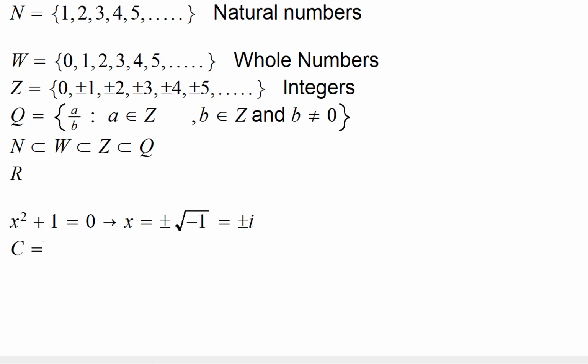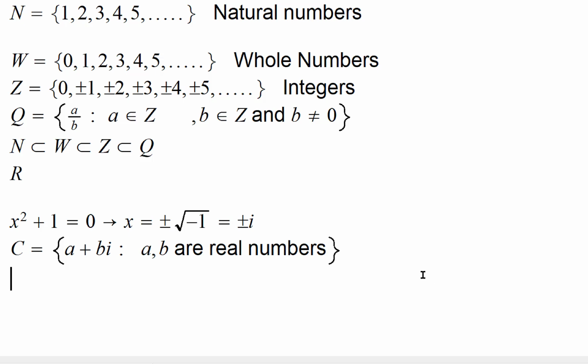the set of all the numbers a plus bi, where a and b are real numbers.